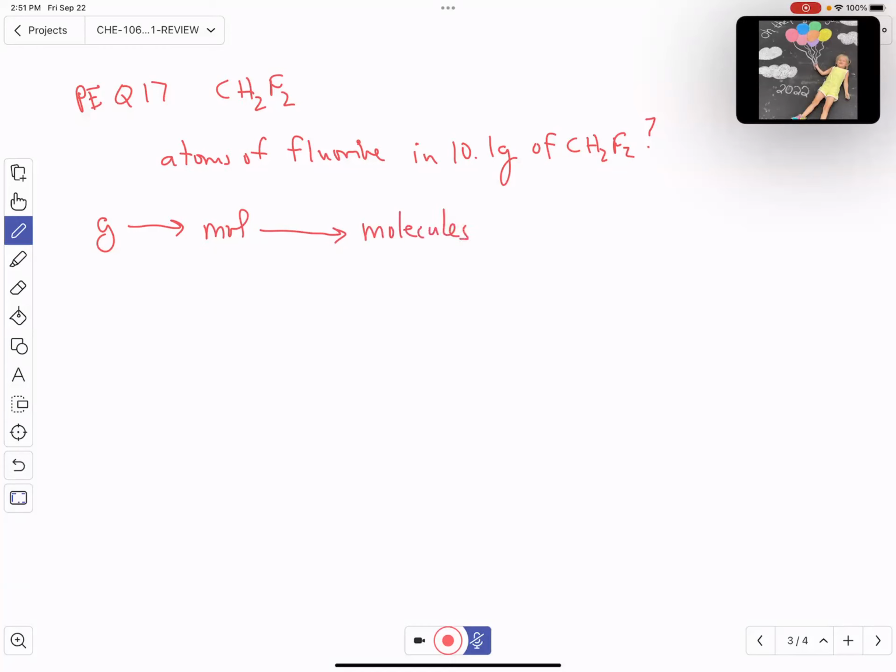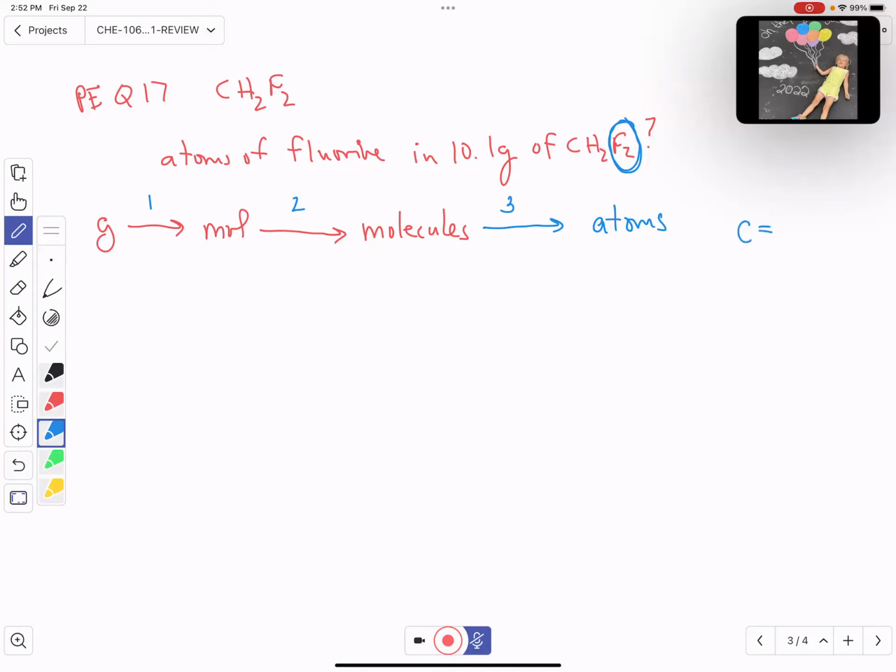And then the step that we haven't practiced a whole lot or haven't seen too much yet is the last step, where we go from molecules to atoms. To do that, we're going to use the molecular formula. We're going to use the fact that there are 2 fluorines in each molecule to find the total number of fluorine atoms we have in the sample. So we're looking at 3 steps here after we figure out the molar mass.